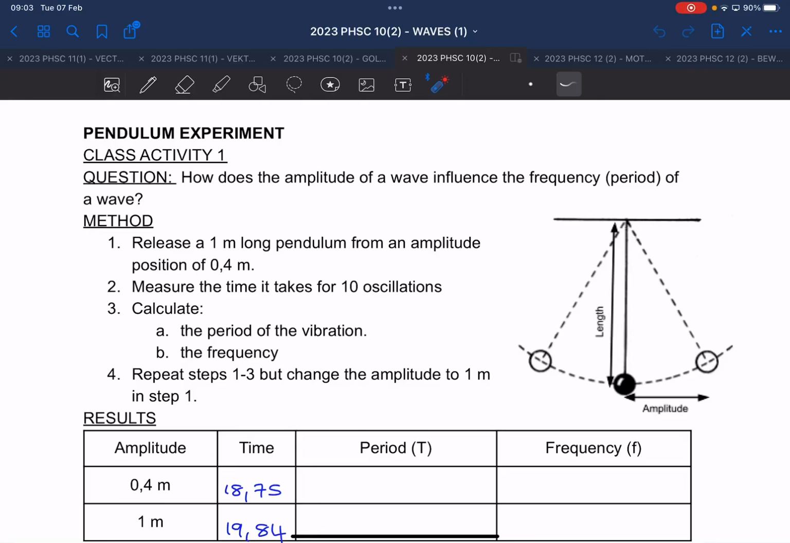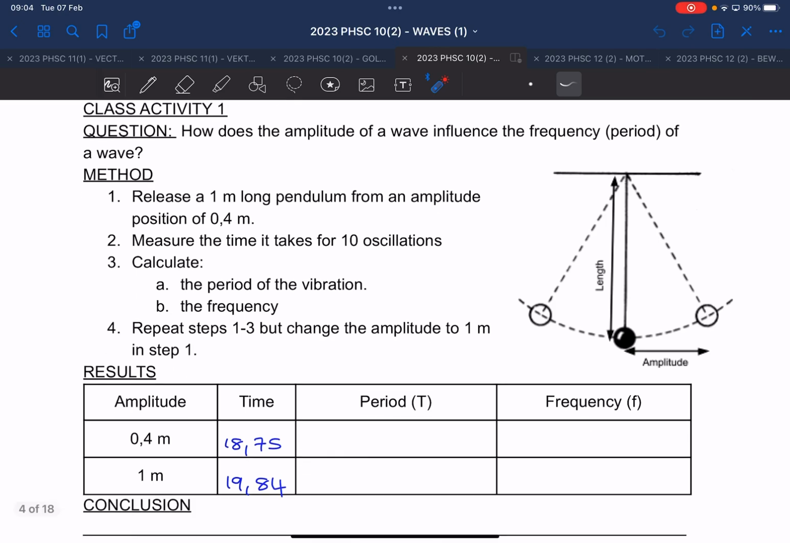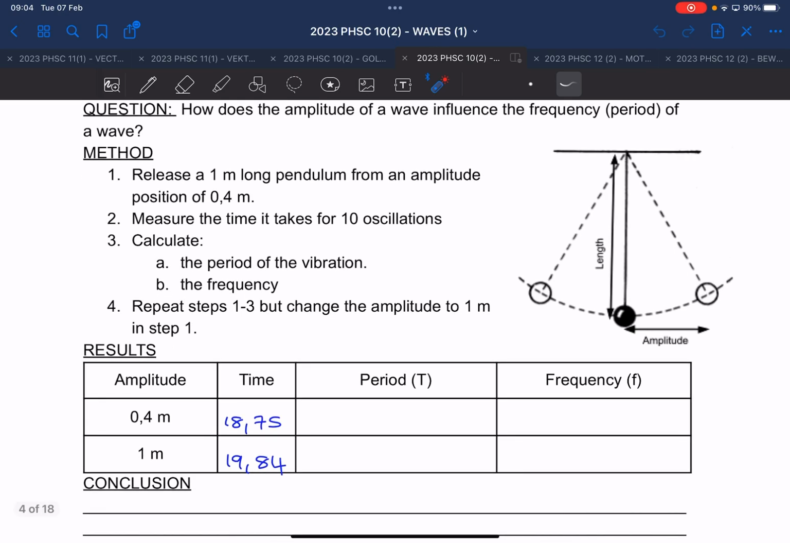had a pendulum and went back and forth 10 times. What do we call that back and forth motion? What do we call that movement? Oscillation. Right. So the pendulum was 1 meter long, and then we took it from an amplitude of 0.4 meters and then an amplitude of 1 meter.